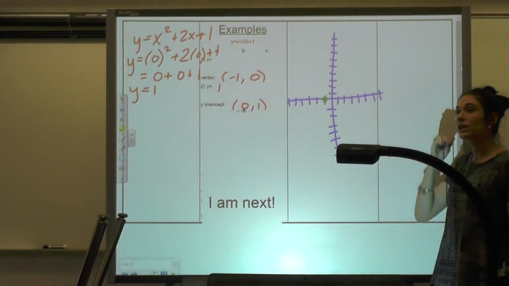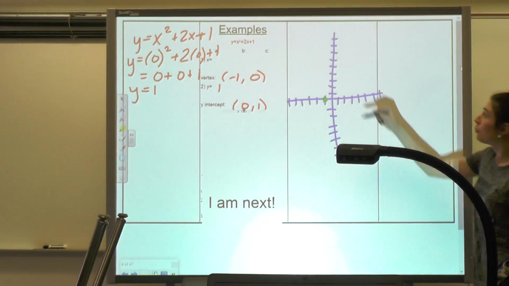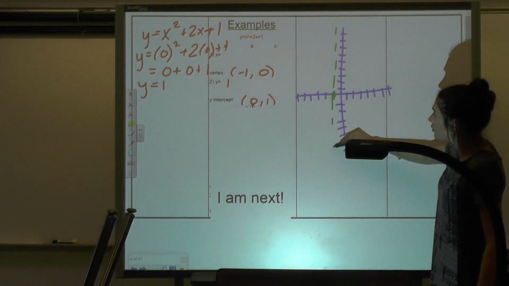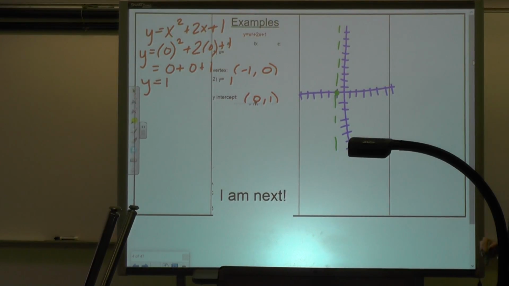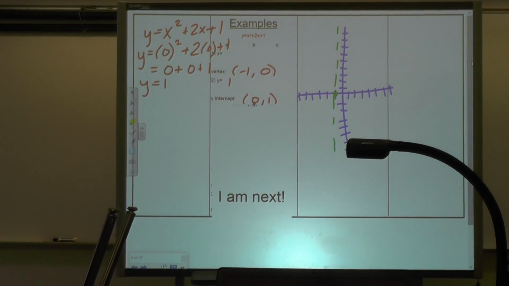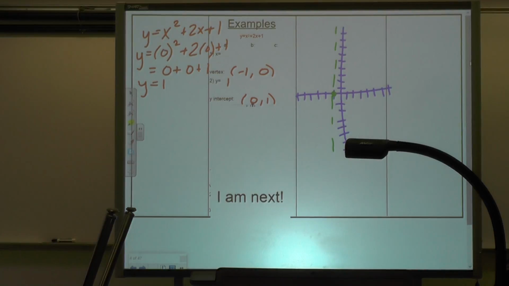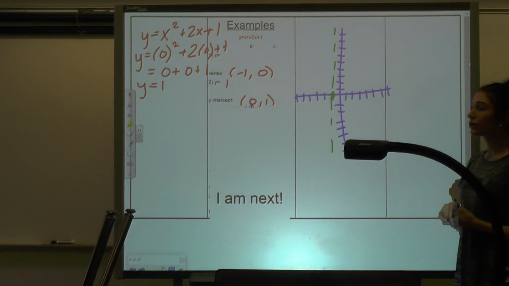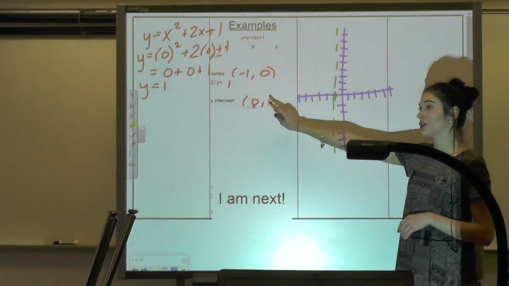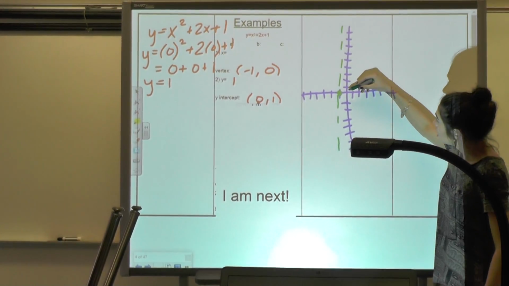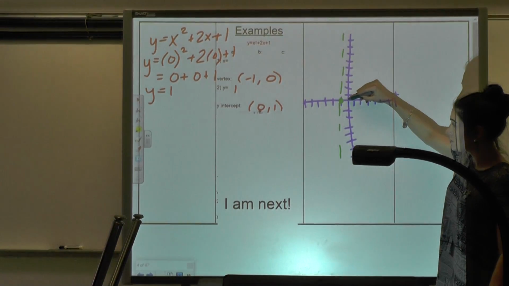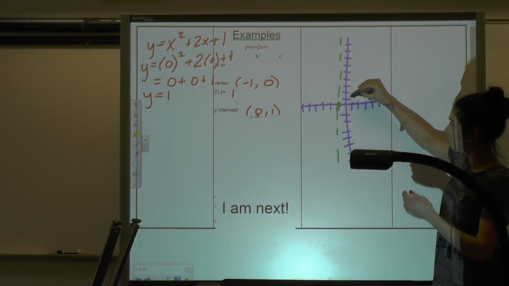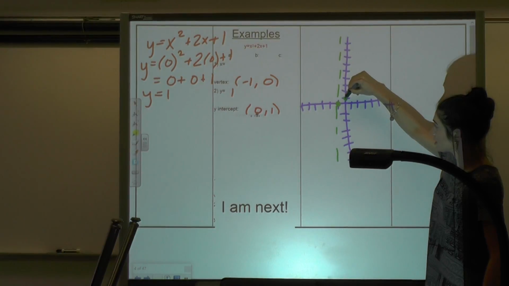You are then going to immediately put a dotted line through that vertex. Why? Because that is your axis of symmetry. And it always goes straight down through your vertex. The next point you're going to graph is your y-intercept. Your y-intercept is 0, 1. So on our x-axis, we're going to go 0, which is going to keep us right here. And for our y, we're going to go up 1 so that we're on the positive 1 position.